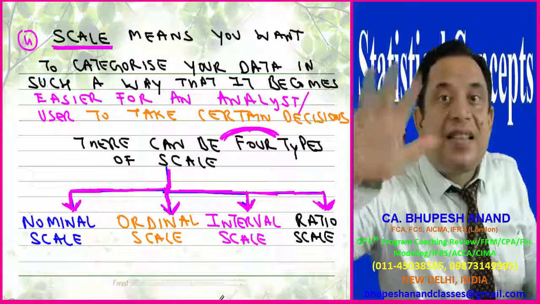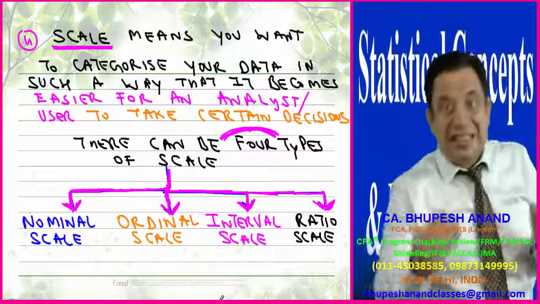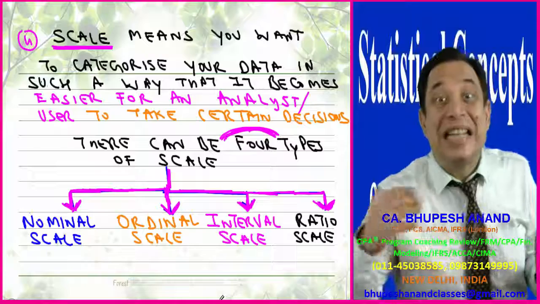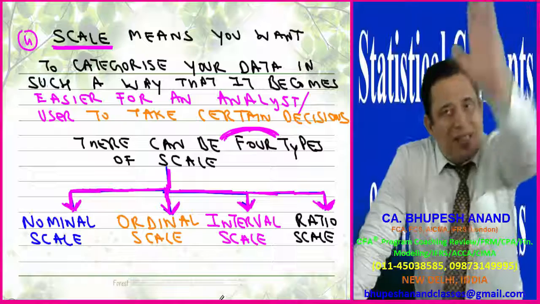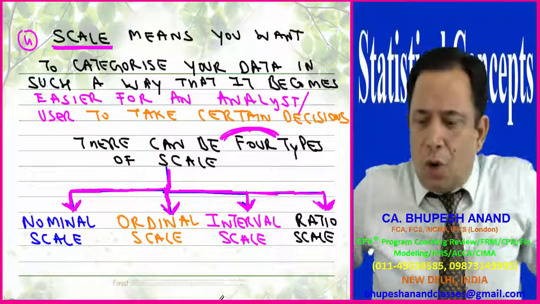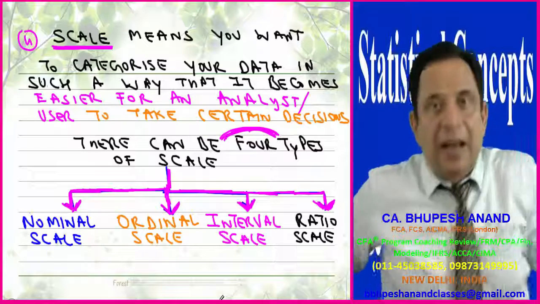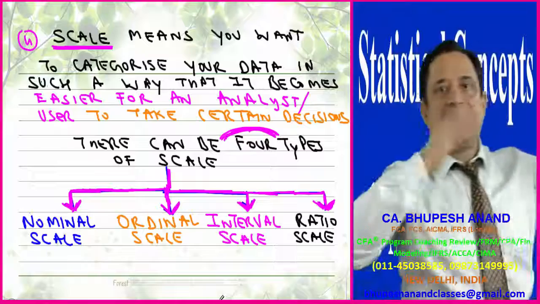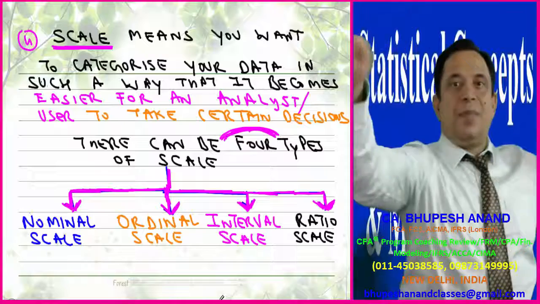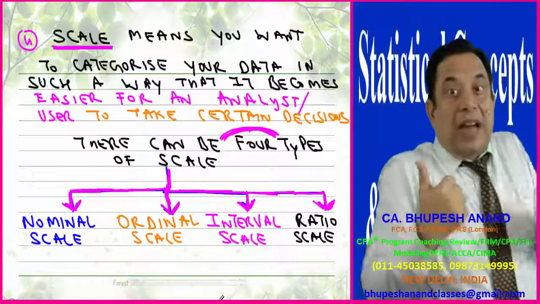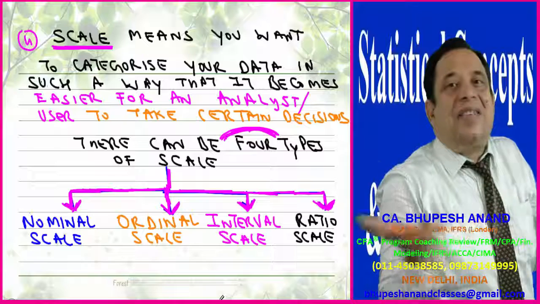Similarly, in statistics, we have four types of scales: nominal scale, ordinal scale, interval scale, and the fourth is ratio scale. Now, what is the meaning of a scale? It means you want to categorize your data in such a way that it gives meaning to a decision maker, and that decision maker can easily decide. That is named a scale, because without categorizing it, that data has no meaning.